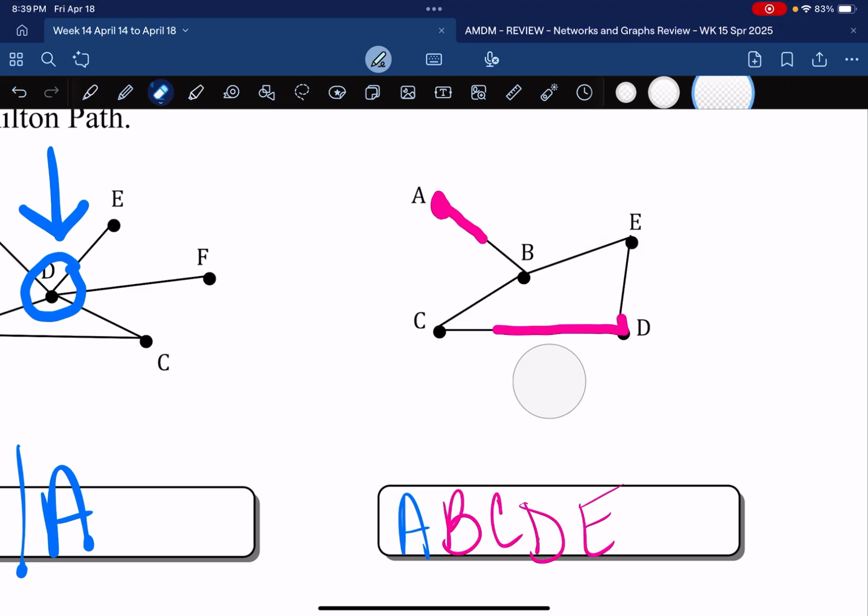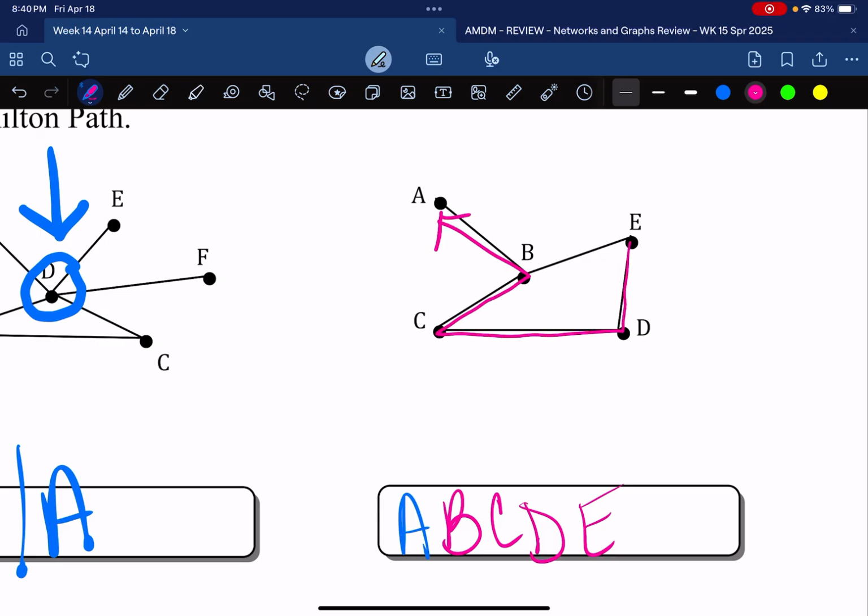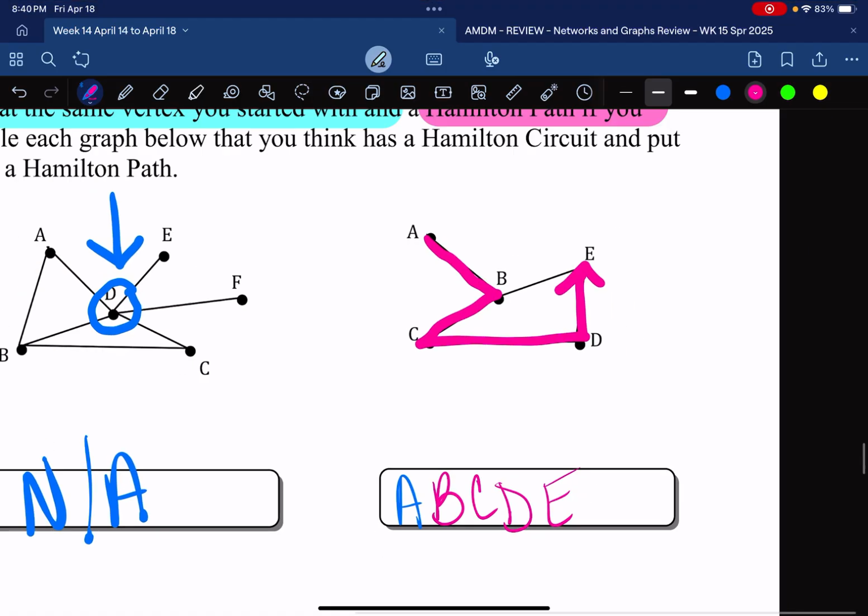So I did not go back to A. Could I have done this a different way? Yes. I could have started at E and gone backwards. That's also fine. Just understand A, because it's alone out here by itself, and B connects to both E and C, A needs to either be your starting point or your ending point for this one. So we'll go ahead and keep it in alphabetical order.